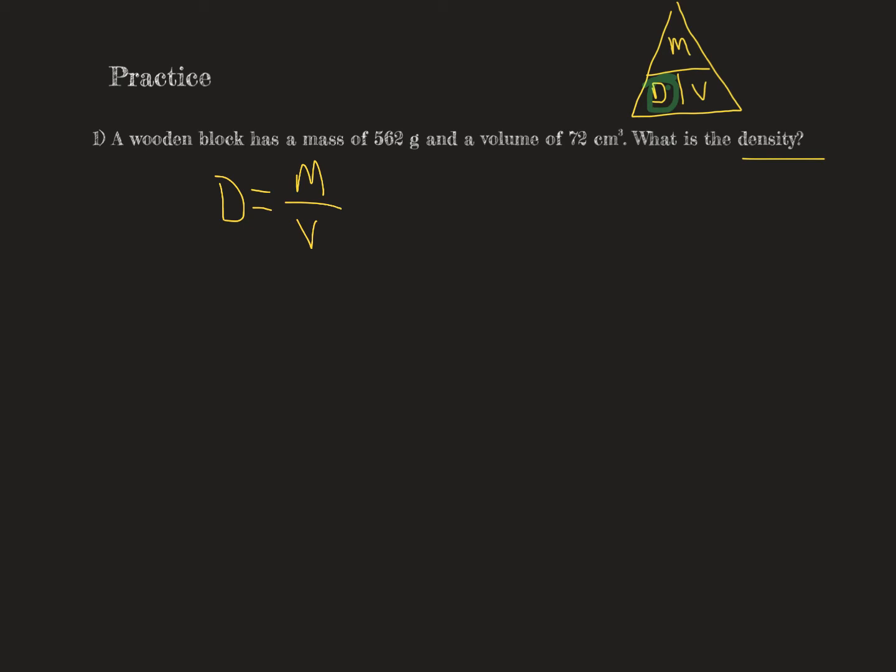I need two things in order to calculate D. The first is I need the mass. So if we read the sentence again, it says a mass of 562 grams. So that means that my mass is equal to 562 grams. If I continue reading, it says a volume of 72 cubic centimeters, or centimeters cubed. So my V is going to be equal to 72 centimeters cubed.